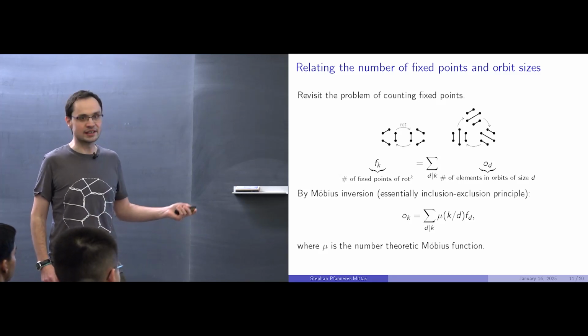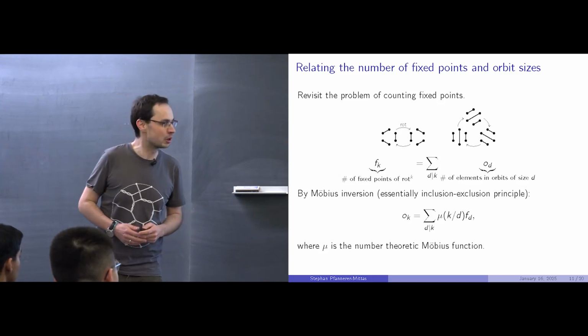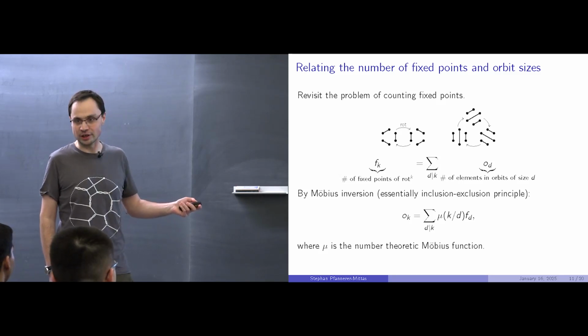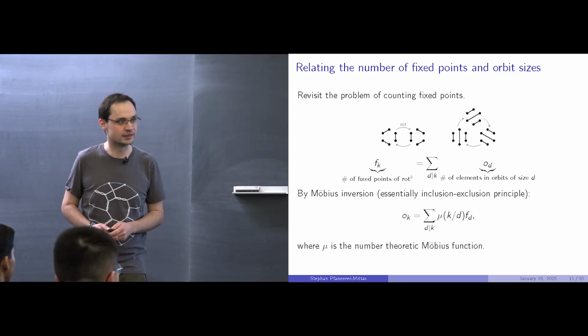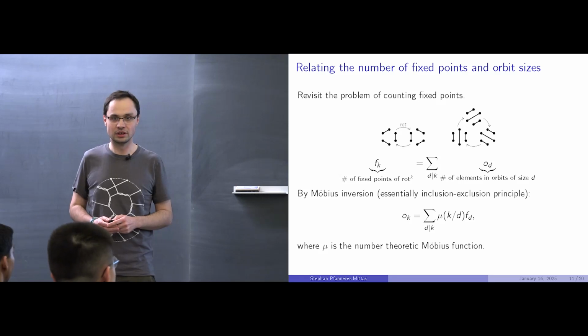And this here is precisely the sum that you've seen before. So the statement by Alexanderson and Amini basically means that all these sums here can count something, namely precisely the number of elements in orbits of size d. And that's why you want them to be non-negative.